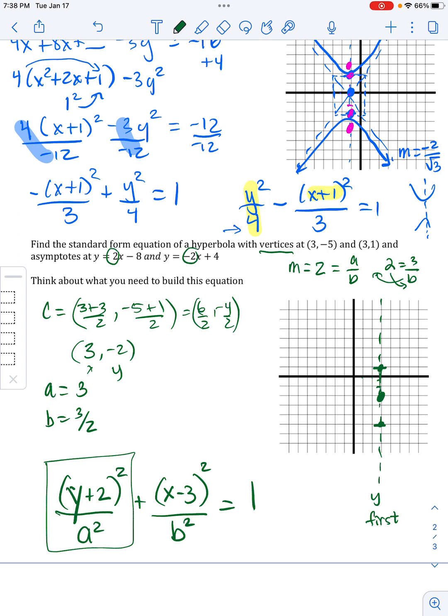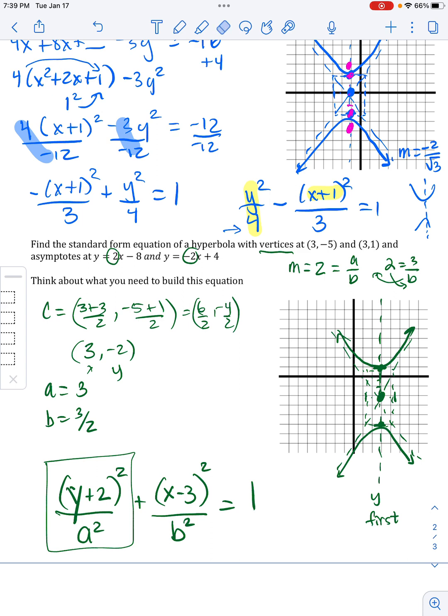So that means in my graph, I would go over 3/2, which is 1.5, and then 1.5. That's to the left and right. Now I have this little box. I have my vertices. I have my center. I'll be able to find my foci. And I know that it is a transverse in the y direction, so it's going to be opening up and it's going to be opening down.